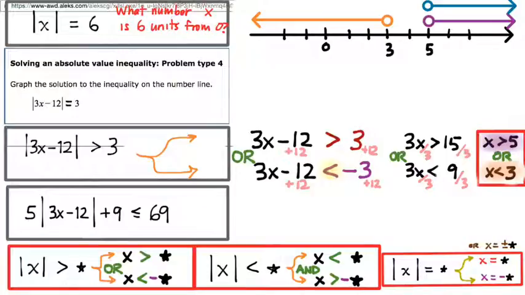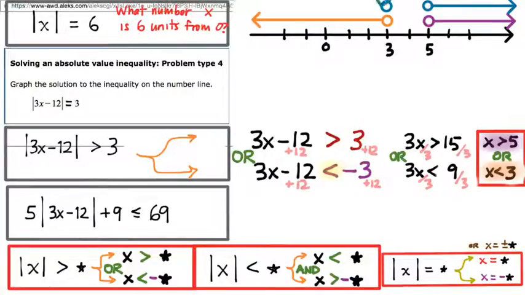Why not? 6 is not less than 3, but it is greater than 5. So because 6 belongs to the purple set, it belongs in our solution. It's a true statement to say 6 is greater than 5 or less than 3. That's a true statement because 6 is greater than 5. Right? As soon as it belongs to one of these sets, it belongs to the or disjunction of those sets. So that means not only that the purple piece is part of our solution, but what else? The orange piece is also part of our solution.